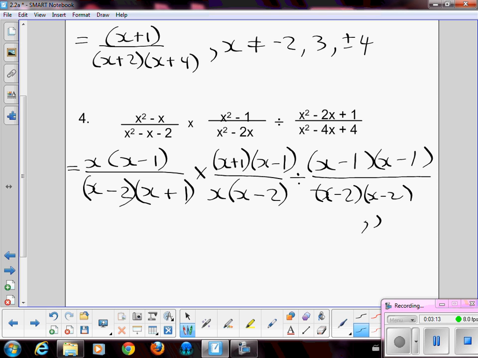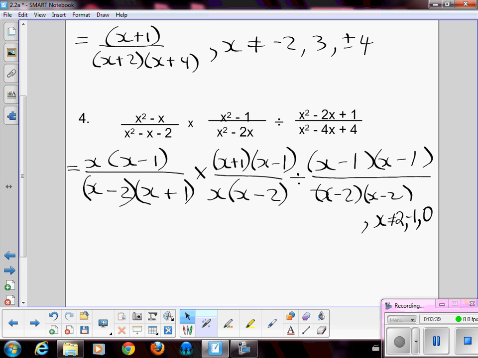And our restrictions, x cannot equal. We have a whole list here. So we have -2, -1, 0, +2. So we have 2, -1, and 0.